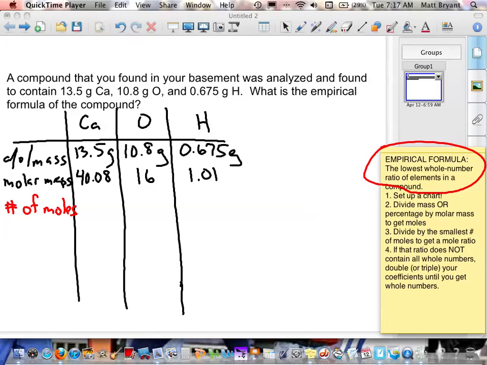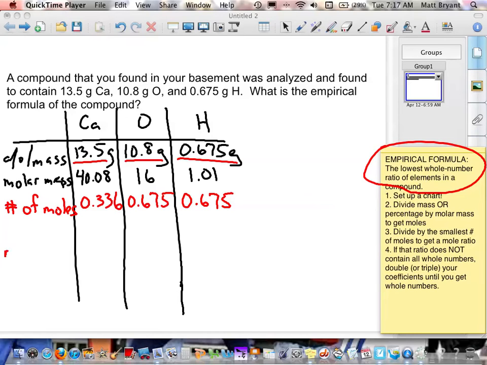So since we have that all set up for us, I'm going to draw a line right here. And that line reminds us to divide the mass by the molar mass to get the number of moles. So when we do that, we get 0.336 here for calcium, we get 0.675 for oxygen, and we also get 0.675 for hydrogen.